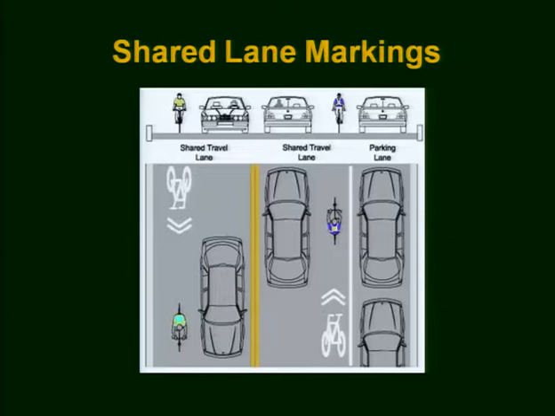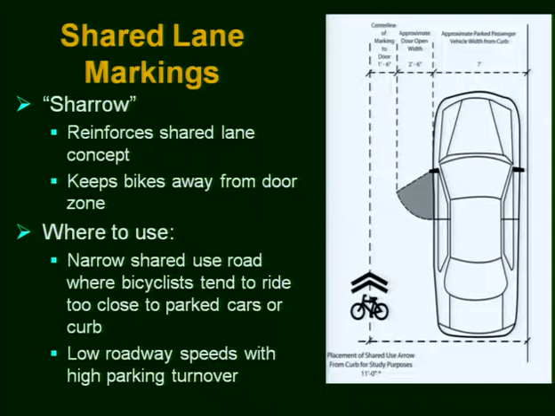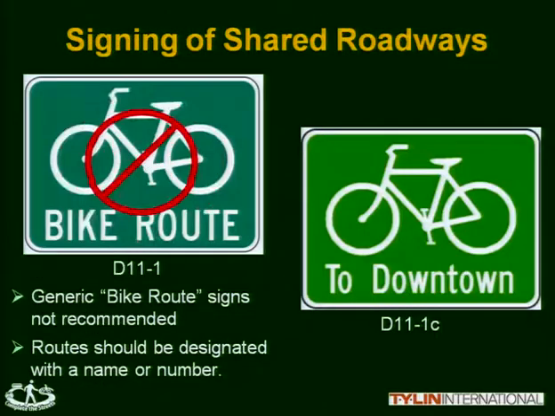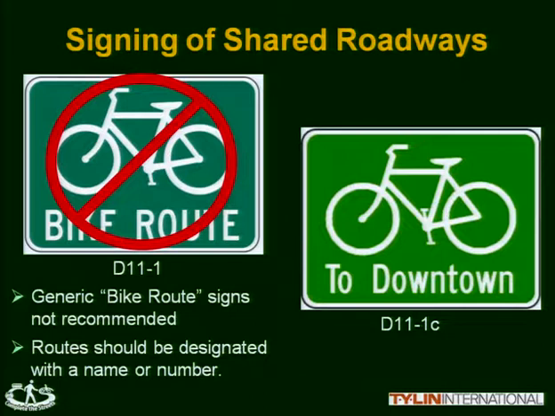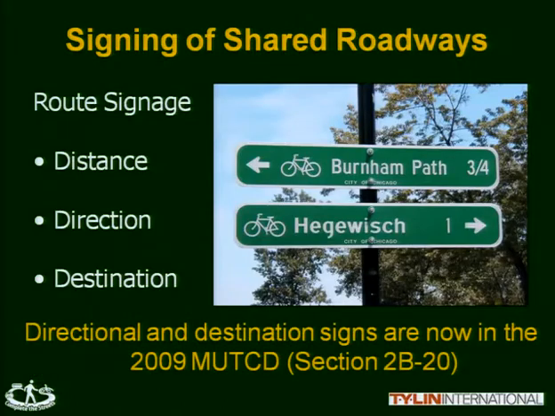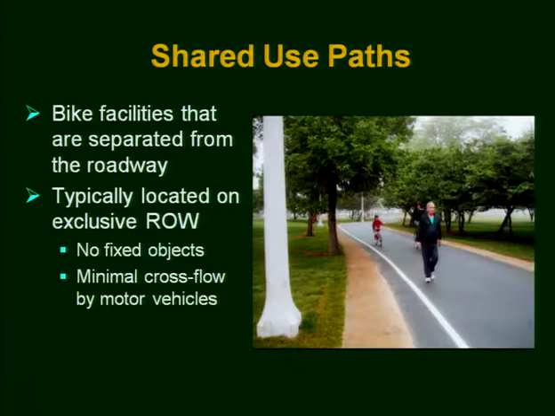Shared lane markings are another possibility if the speed limits are relatively low, 35 and under. And that's where you don't have enough width to put in a bike lane. Putting in signing, I don't need a sign that says bike route. It's like having a picture of a car with the word street under it. If you're going to have a sign up there, you want it to tell you where it's going, and when you get to an intersection, which way to turn.